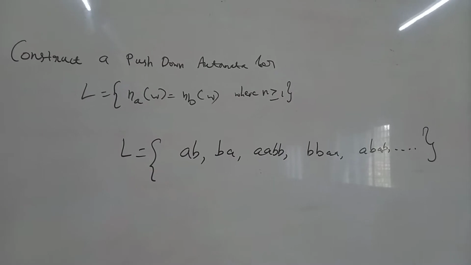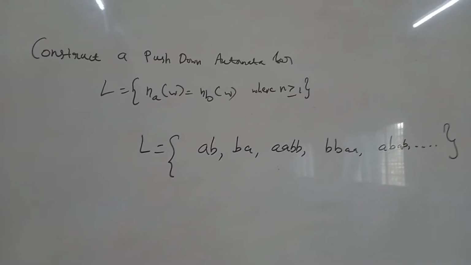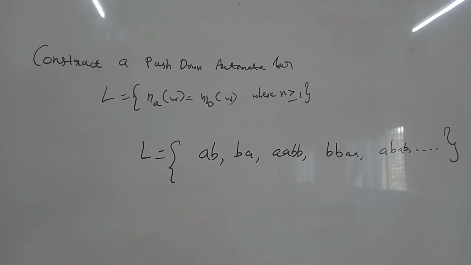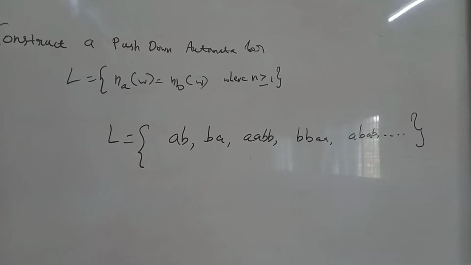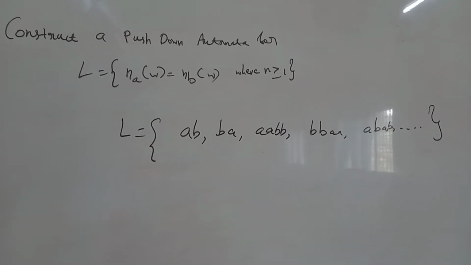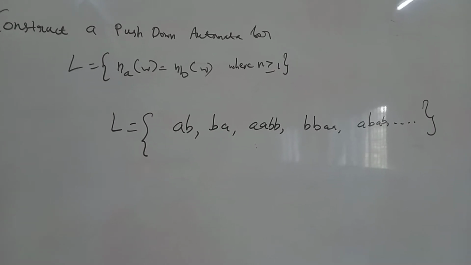Today I am going to cover one more problem on pushdown automata. So here the problem is we need to construct a pushdown automata for the language n_a(w) equal to n_b(w), where n is greater or equal to 1. According to the given language, the number of a's should be equal to the number of b's.